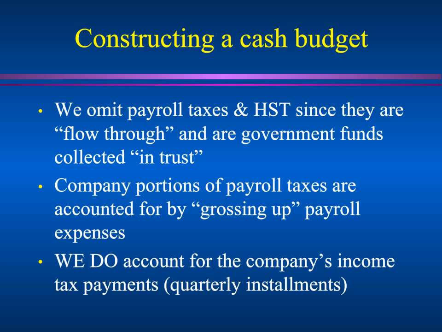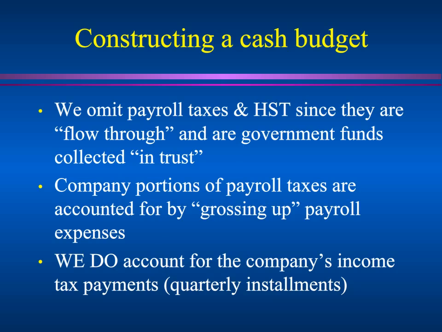We omit payroll taxes and HST since they're flow through. Remember, payroll taxes are the employee's share of CPP and that sort of thing. Not talking about what the employer matches. And HST is a flow through. So we pay HST and then we collect HST and we give the government the difference. Company portions of payroll taxes are accounted for by grossing up.